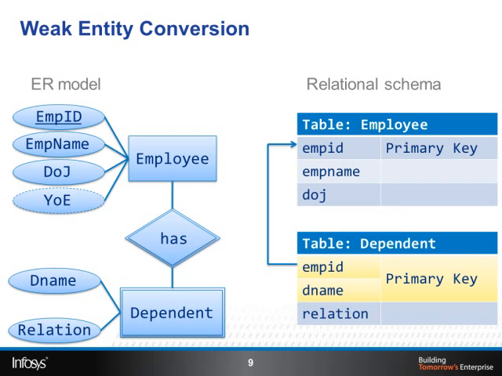Now, to ensure that an employee's dependents can be distinguished, employee ID and dependent name will form the composite primary key. Thus, the entity dependent is modeled as the table dependent with columns employee ID, dependent name and relation, with employee ID and dependent name being composite primary keys.